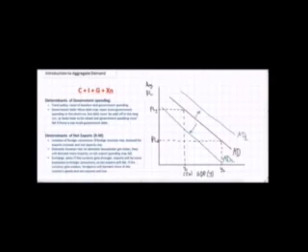The three determinants of net exports are income of foreign consumers, the incomes of domestic consumers, and the exchange rate of the nation's currency. If any of these factors change, exports can change, and therefore the level of aggregate demand in the economy can change.